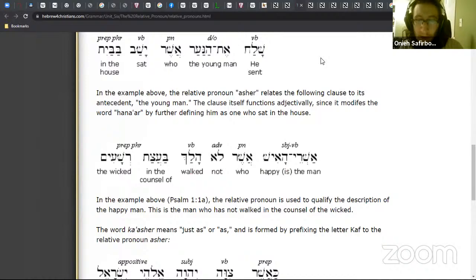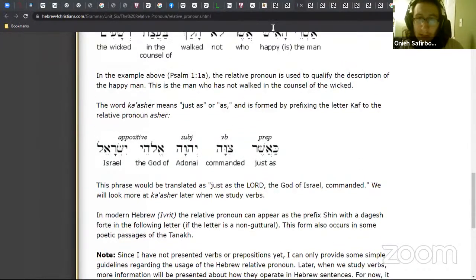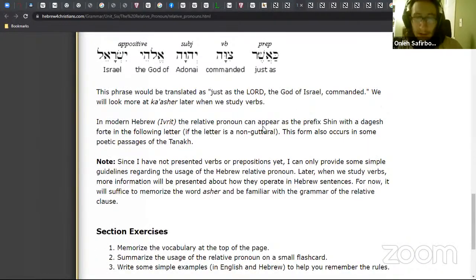Then we go to the next example that they give us. As which, they translate it as just as, but it's actually like which or as which commanded Yahweh, God of Israel. So Asher basically means which.